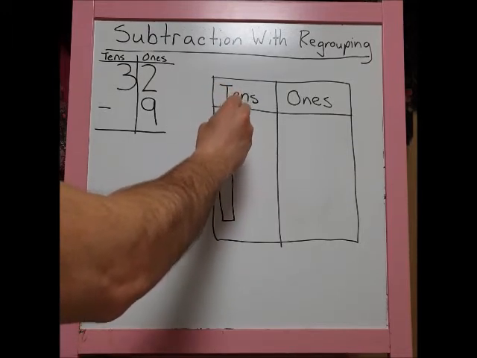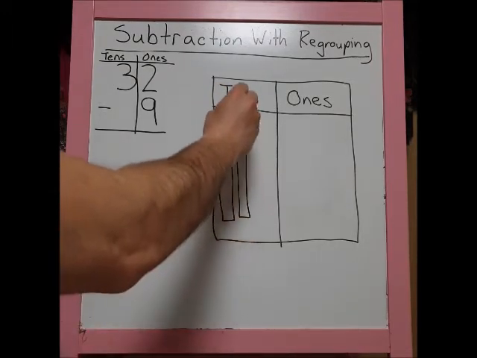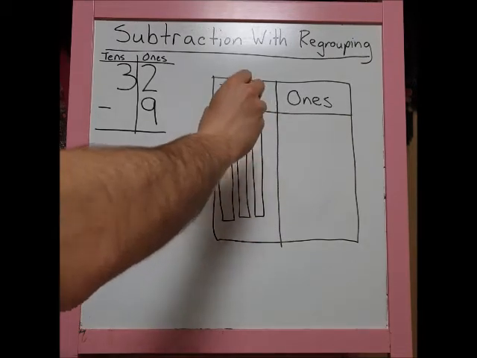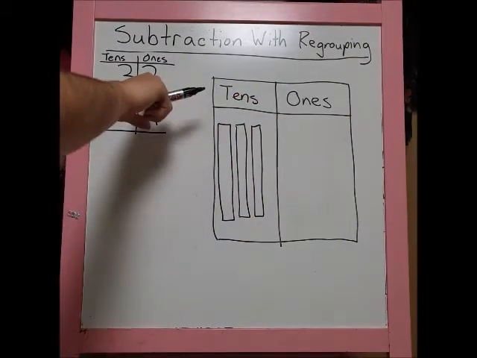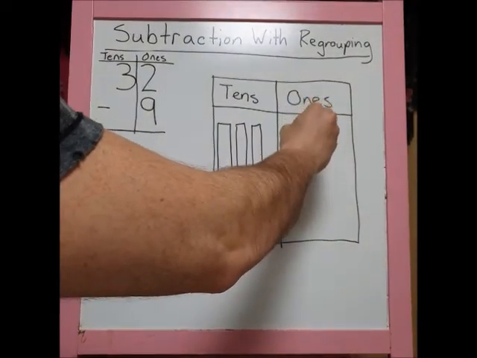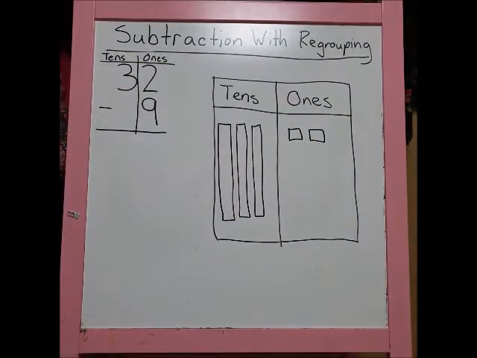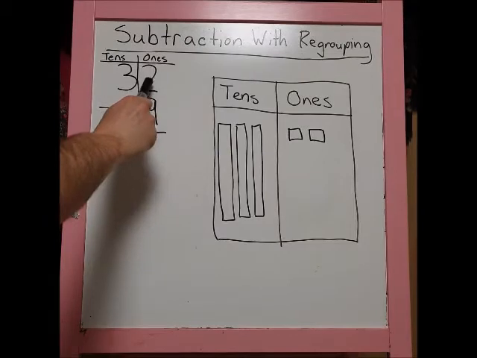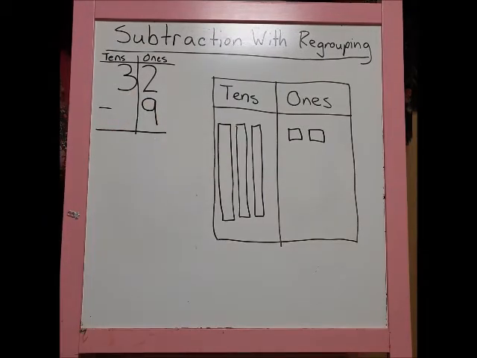1, 2, 3. And then we're going to draw the ones from 32. We have 2: 1, 2. Okay, now remember step 1 is always subtract the ones. So let's try that. 2 minus 9.